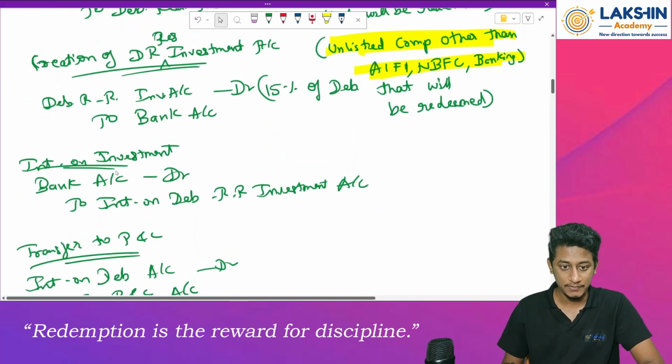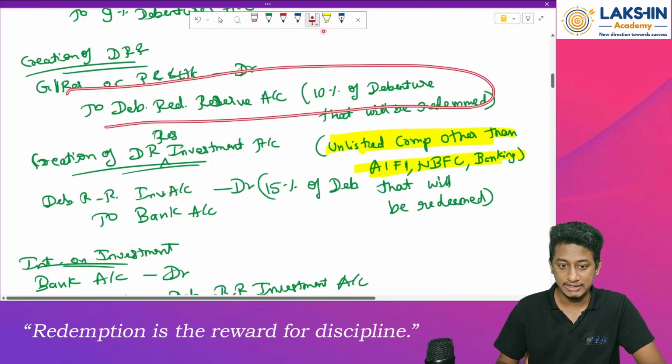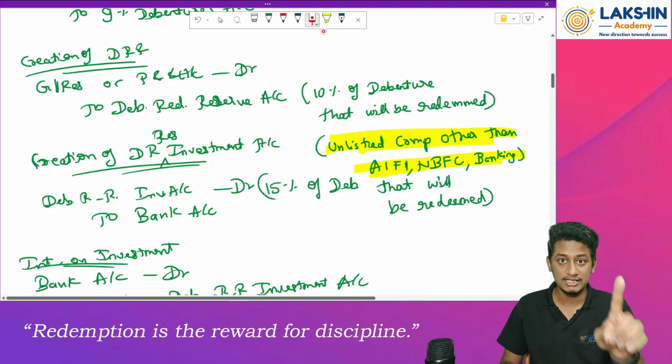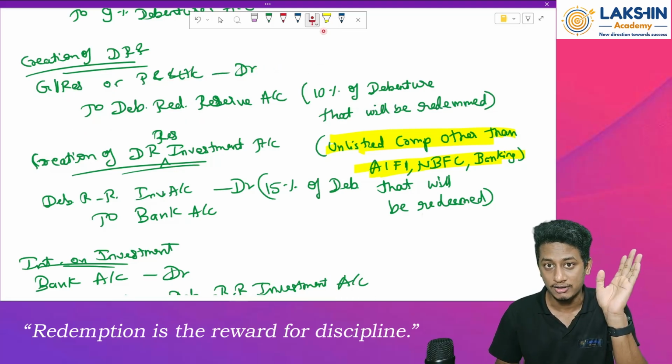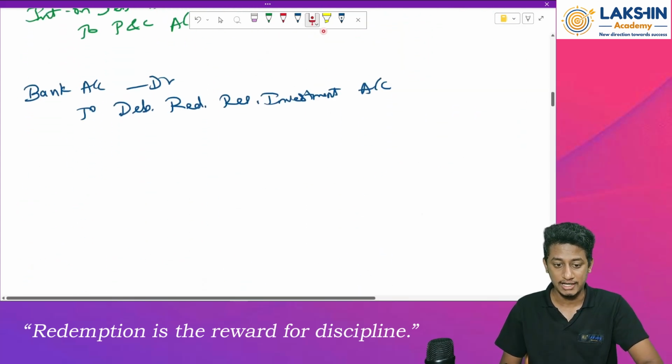Okay. Next. Whatever debenture redemption reserve account you have created, right? Over here, remember 10% you have created, right? See this part. You have created a 10% reserve over here. This reserve has to be transferred to either general reserve or P&L account. So we will transfer it to P&L account now.